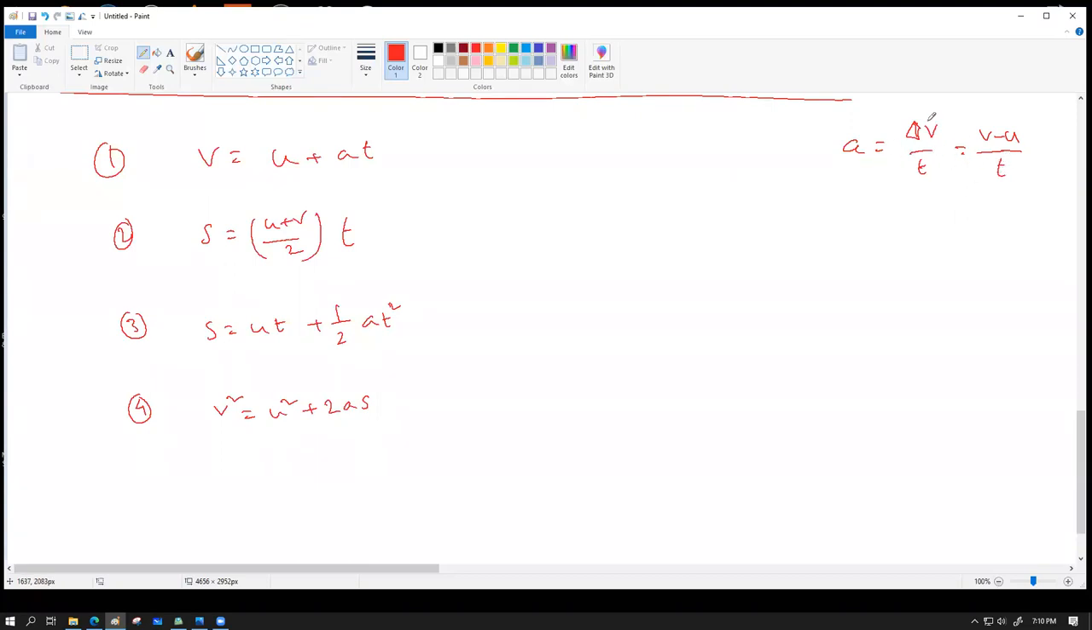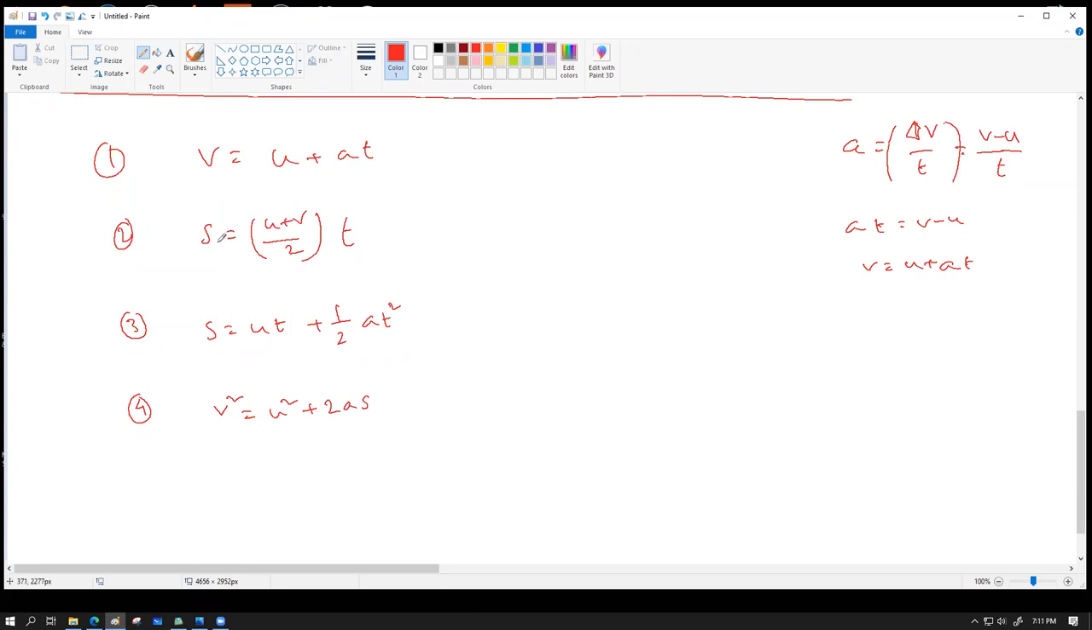So if you do the cross multiply, let's put this into brackets. If you do the multiplication of these two parts, you get at equals v minus u. If you do the rearrangement, you end up with this equation: v equals u plus at. That's your first equation, which means the final velocity of an object is equal to the initial velocity, u being the symbol for initial velocity, a is acceleration, t is time, and s is the distance covered, or displacement to be honest.